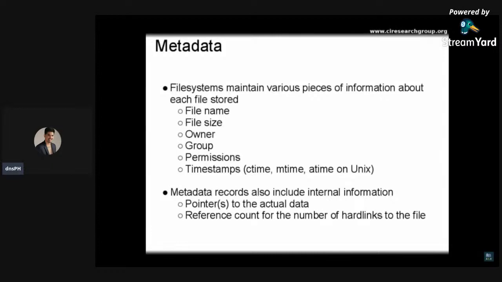Metadata records also include internal information that is important for the file system itself, such as pointers to the actual data on disk, and a reference count for how many different names refer to the same file, a system called hard links.